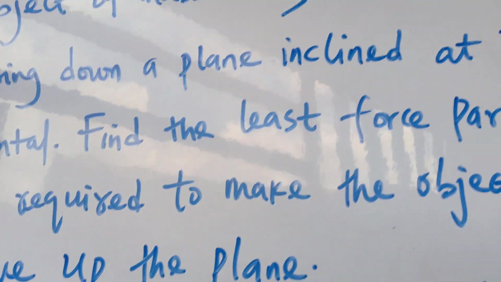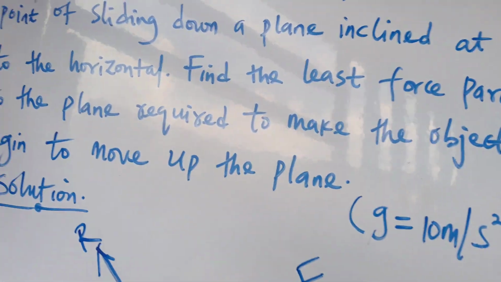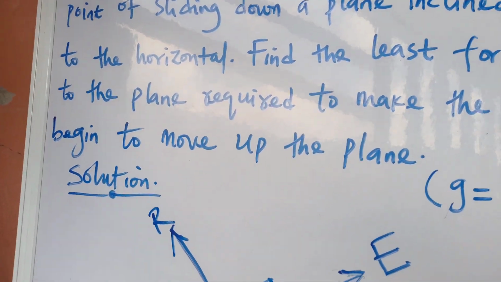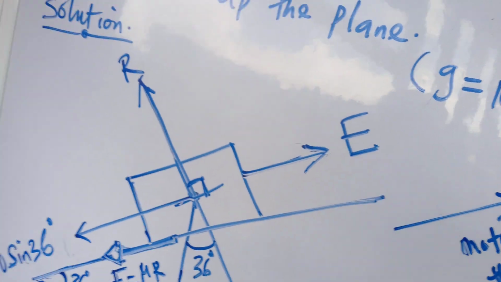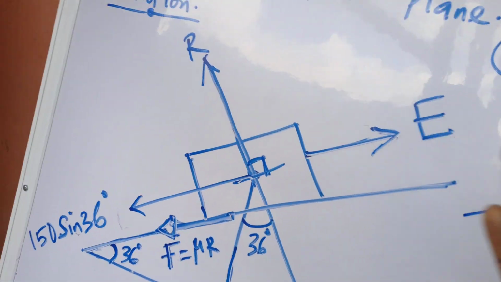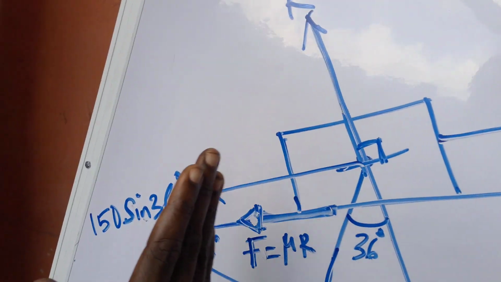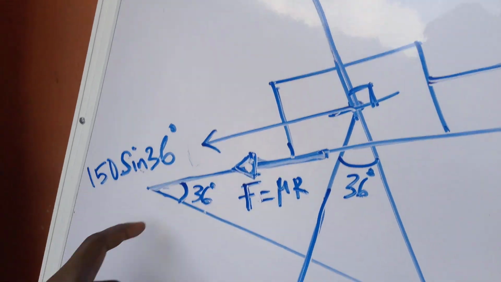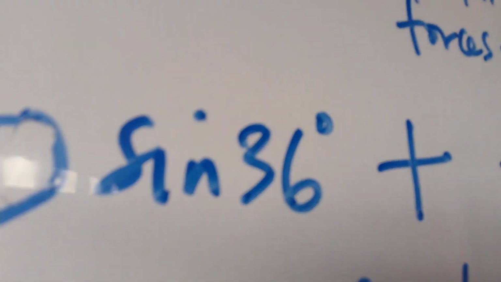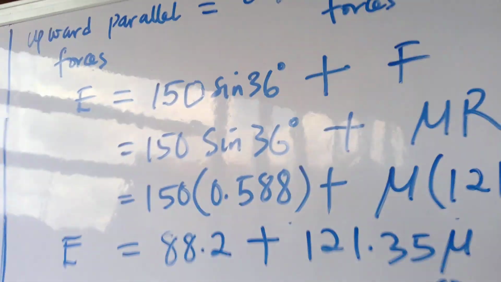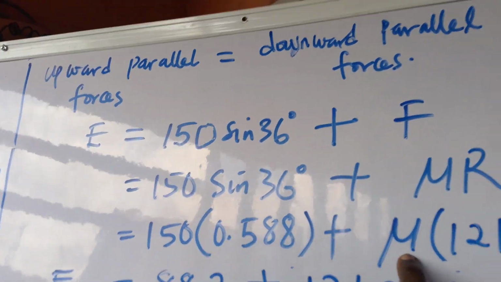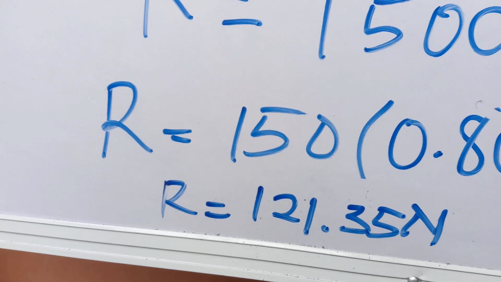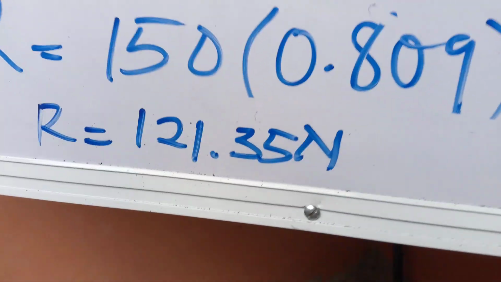They said find the least force parallel to the plane required to make the object begin to move up the plane. This is the force E. We solved that using Newton's third law of motion, so the upward parallel force will be equal to the downward parallel forces. The upward parallel force here is E. The downward parallel forces are 150 sin 36 plus the frictional force F. That is what we just did. Frictional force is the coefficient of friction times the normal reaction. The coefficient of friction was unknown, and the normal reaction we solved as 121.35 Newton.